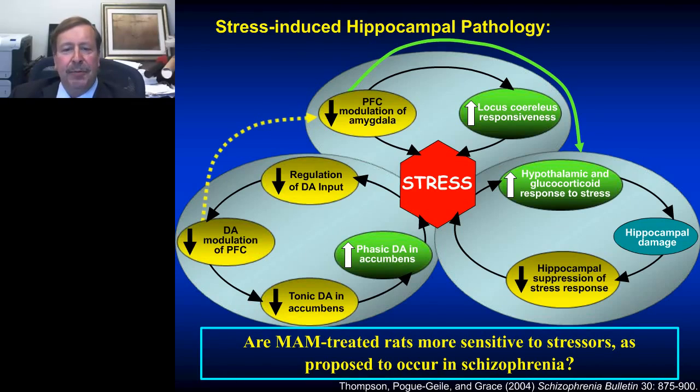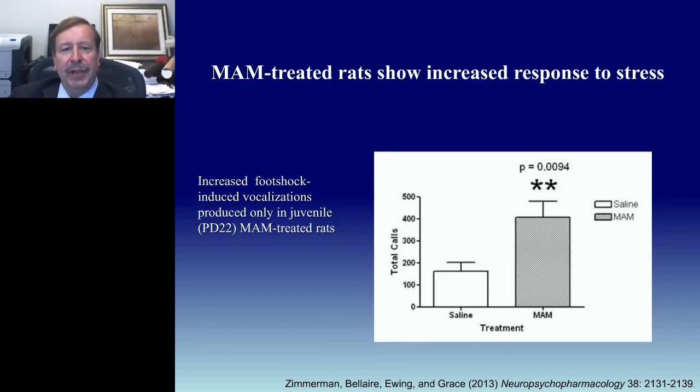Now, are the MAM-treated rats more sensitive to stressors, as is proposed to occur in schizophrenia? Well, when we look at the MAM-treated rats, we find that they do indeed react more strongly to stress. For example, if we do a mild foot shock, something that will cause activation of vocalization in a normal animal, in the MAM-treated animals we get a much greater vocalization, which means that the negative effects of the foot shock are amplified in the MAM-treated animal.